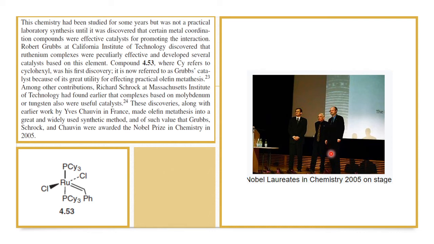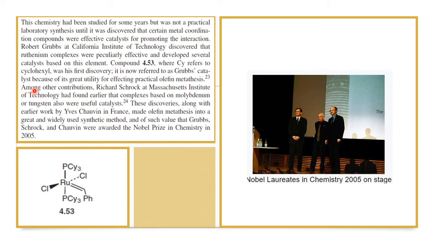This is Robert Grubbs. Okay, he's the one at California Institute of Technology, at Caltech, who discovered ruthenium complexes that were particularly effective and developed several catalysts based on this particular element. And this one was one of the earliest of his catalysts. Now you have a lot of Grubbs catalysts available in different chemical companies.